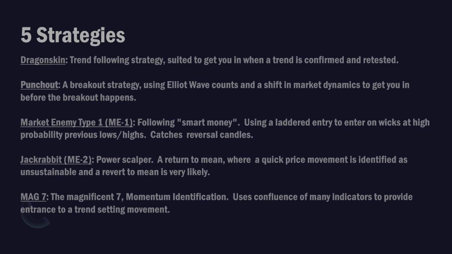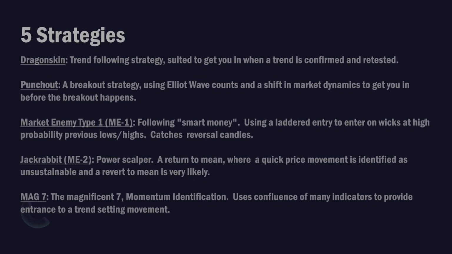Punch Out, a breakout strategy using Elliott wave counts and a shift in market dynamics to get you in before or as the breakout happens. Fairly self-explanatory. It's a little bit more complicated though than a lot of the other strategies, as it does involve using a trend-based fib extension with the simplest of settings and then waiting for that confirmation before you enter.